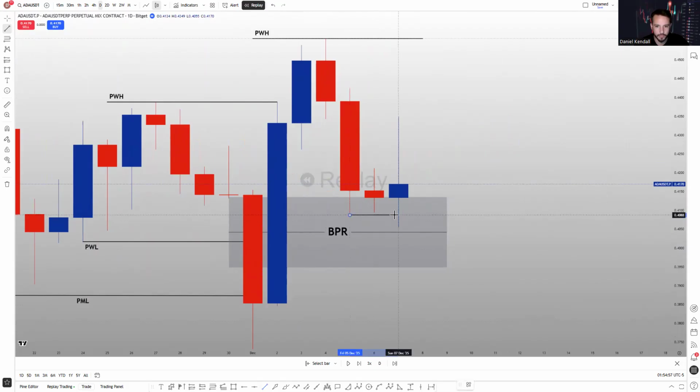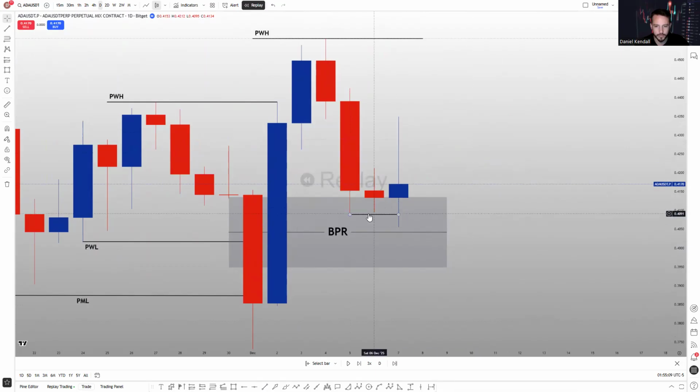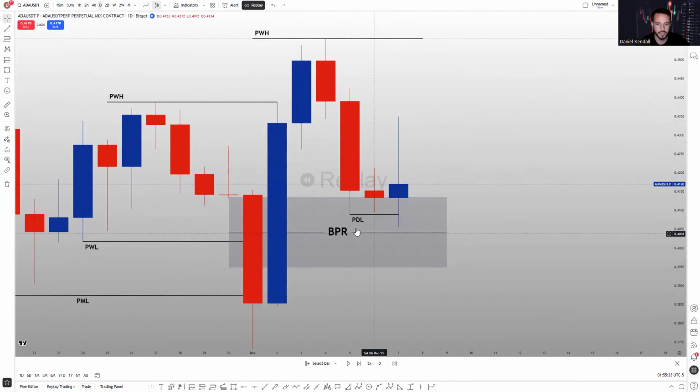Friday's low. Okay, let's have a look. So that Friday low was 4089. Okay, so that's Friday's low, or previous day's low. Okay, so go bottom left. Okay, sorry, previous day's low.